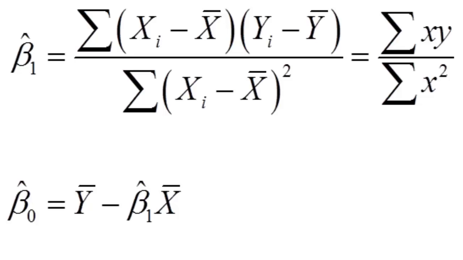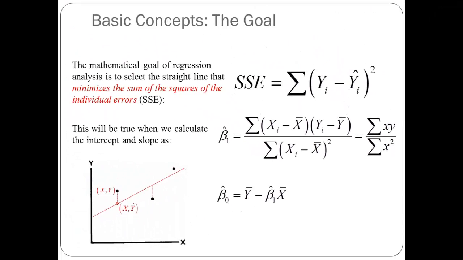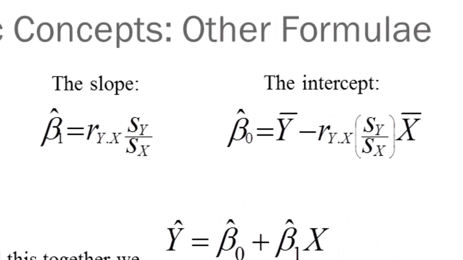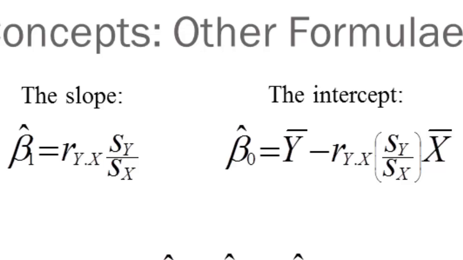Once we have beta hat sub 1 in hand, we can go ahead and calculate the intercept, or beta hat sub 0, which is simply the mean of y minus beta hat sub 1 times x bar. There are other formulas that we can use. The one that's most useful for doing things on exams and so forth is the formula for the slope in the upper left. It also shows us an interesting principle of the slope.